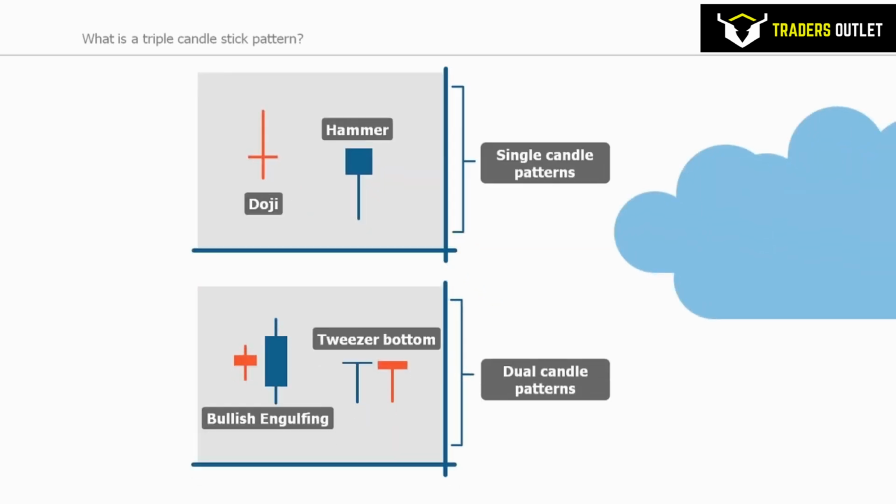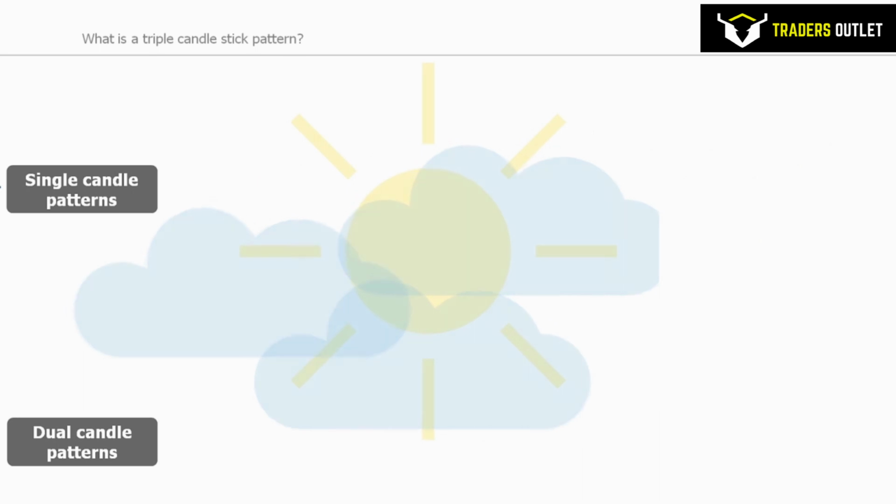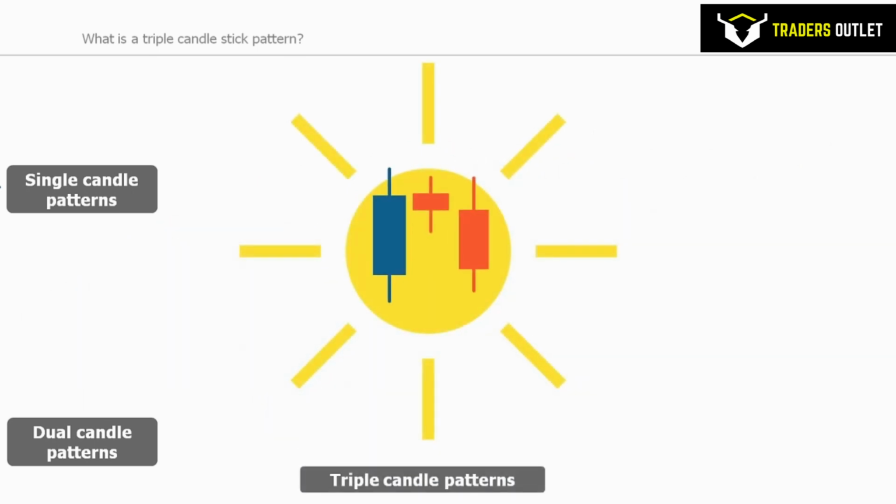In previous lessons we have looked at single and dual candlestick patterns. In the following lesson, we move beyond the scope of these candlestick patterns into more complex candlestick formations. Let us take a look at some triple candlestick patterns and where to look for them on a price chart.